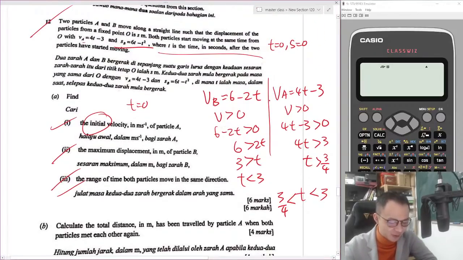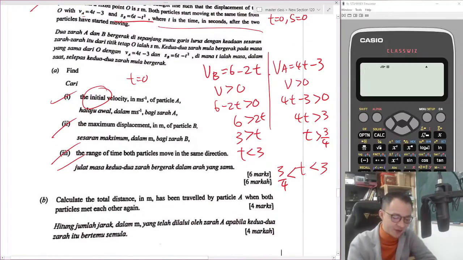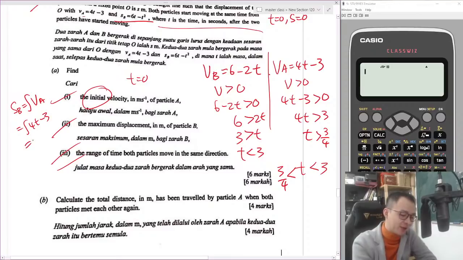Okay, so right now I want to know the total distance traveled by particle A until they meet. So I want to get the displacement of A first. In order to get the displacement of A, I need to integrate the velocity of A. So I will integrate 4t minus 3, and I will get 2t squared minus 3t plus c. Since s equals 0 when t equals 0, c will equal 0.